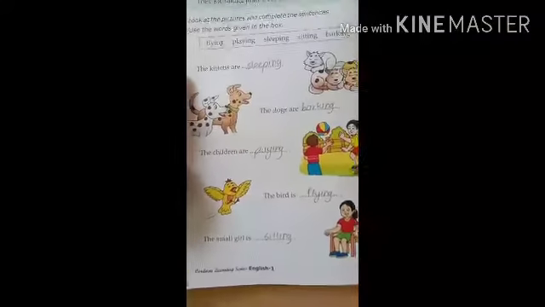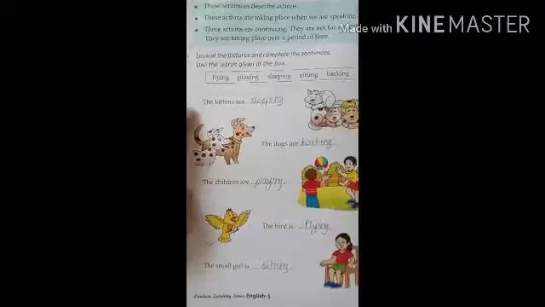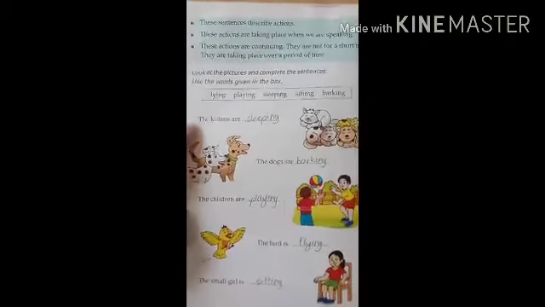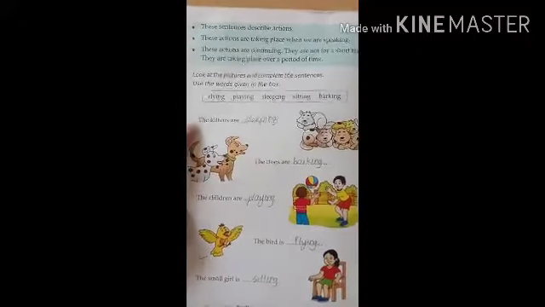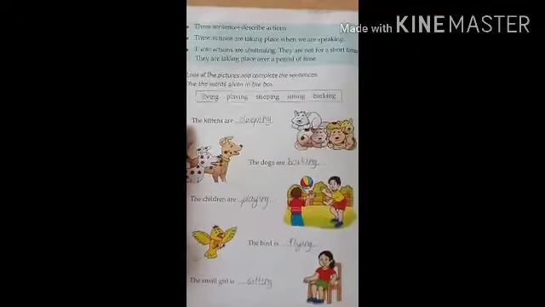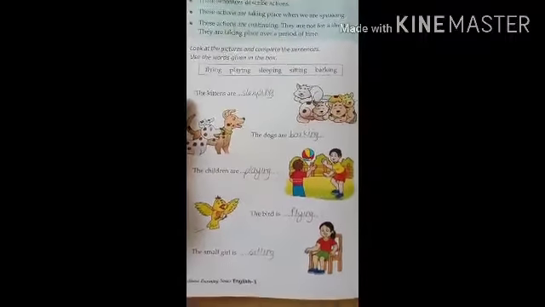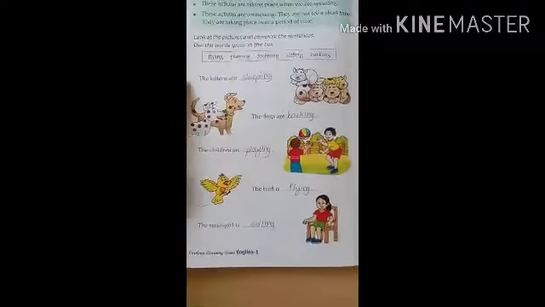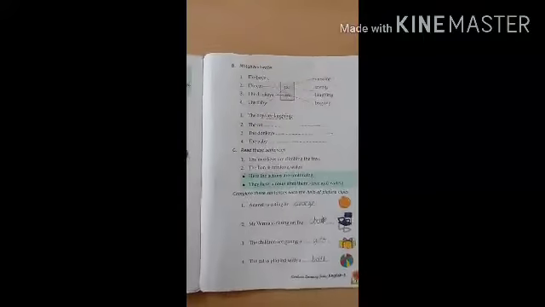See question A. Look at the pictures and complete the sentences. Use the words given in the box. The kittens are sleeping. The dogs are barking. The children are playing. The bird is flying. The small girl is sitting. Okay, see the next page.